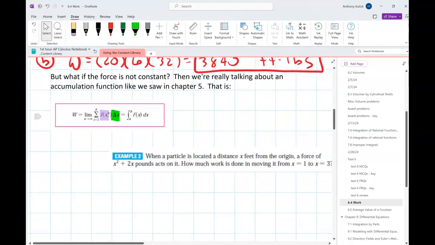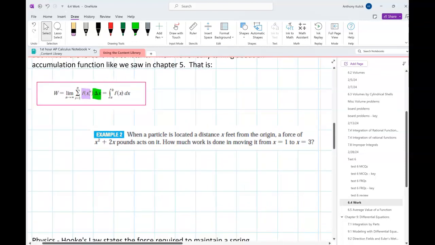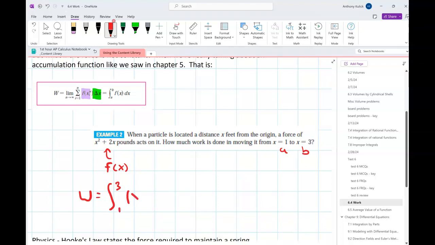So let's take an example here. Let's say when a particle is located x feet from the origin, a force of x squared plus 2x pounds acts upon it. How much work is done moving it from x equals 1 to x equals 3? Well, that's my f of x. That's my a and b. So from the formula above, that's all I need to do, right?